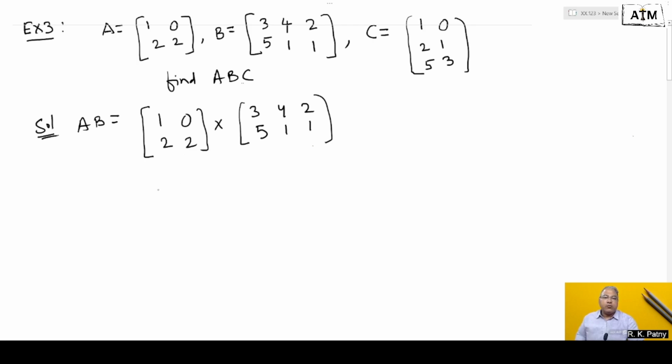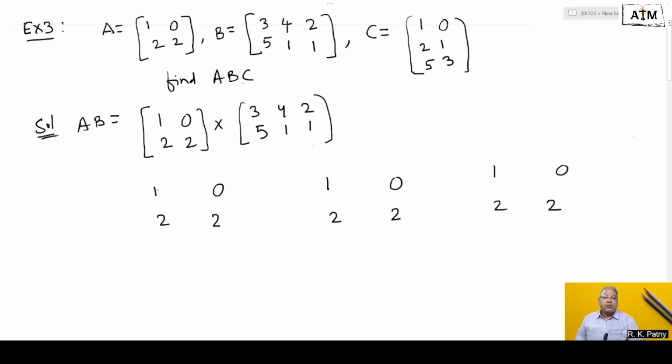So what do you do now? You write the 1, 0, 2, 2. In matrix B there are 3 columns. Therefore write down 1, 0, 2, 2, 3 times. We have written it 3 times.